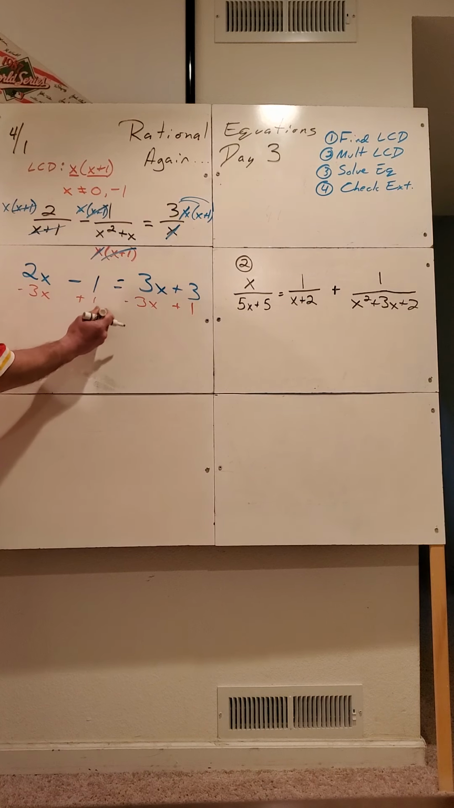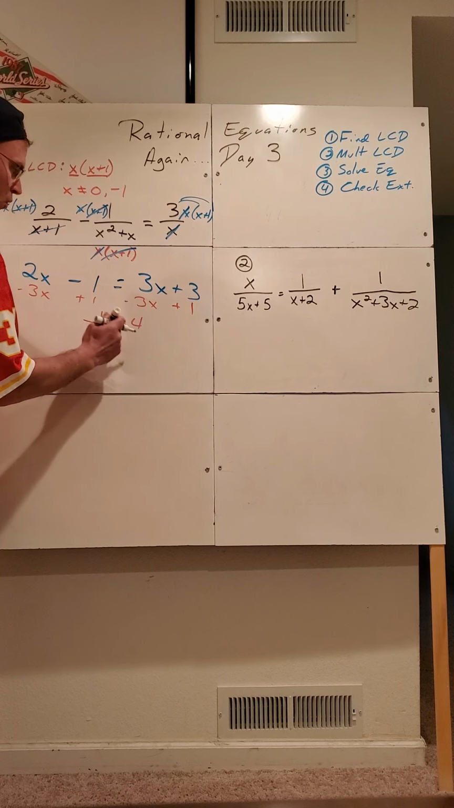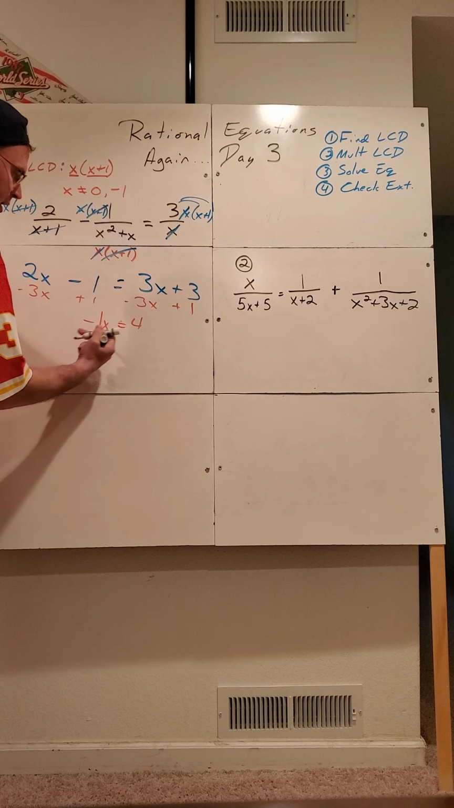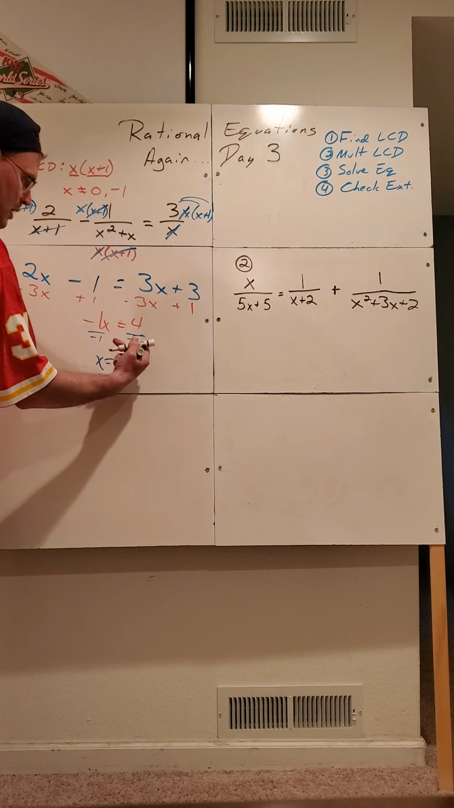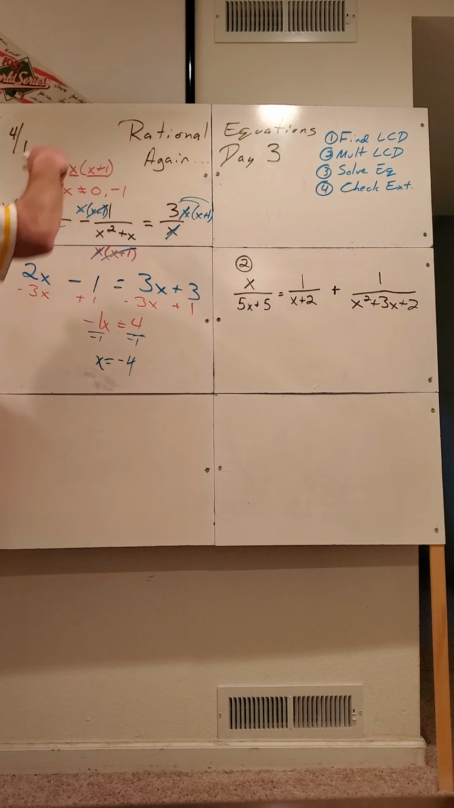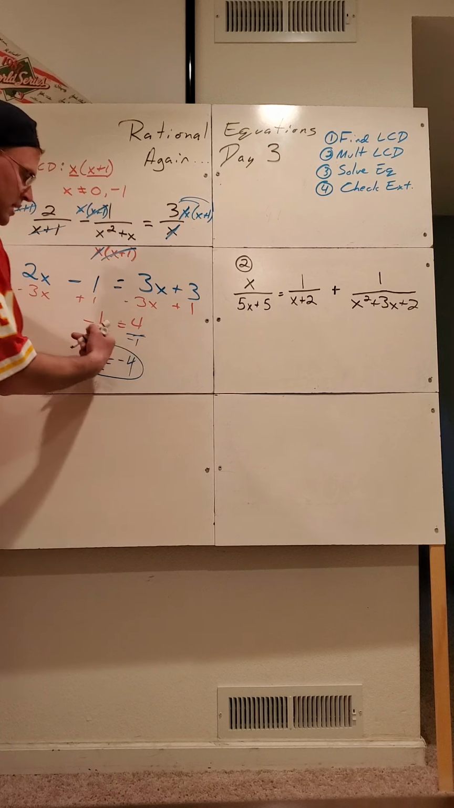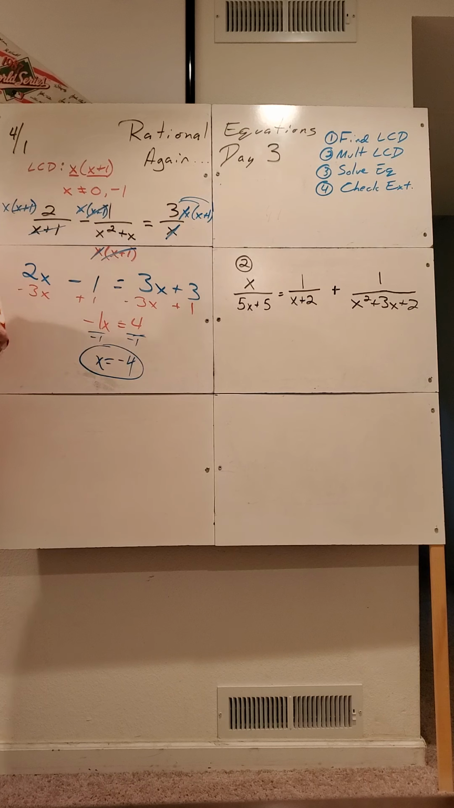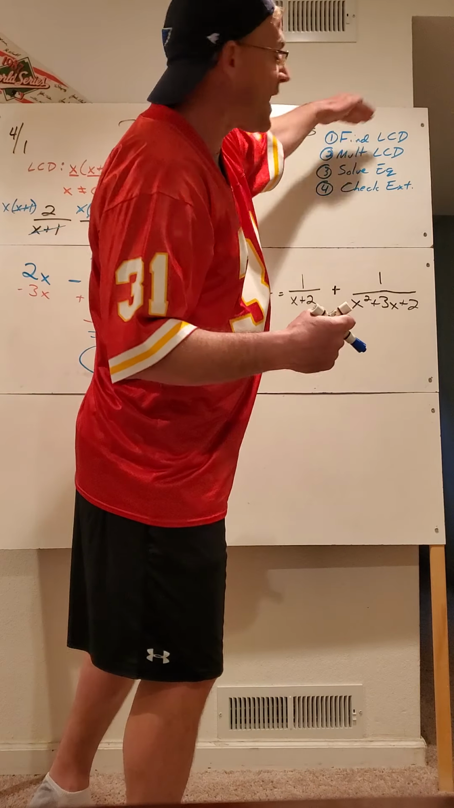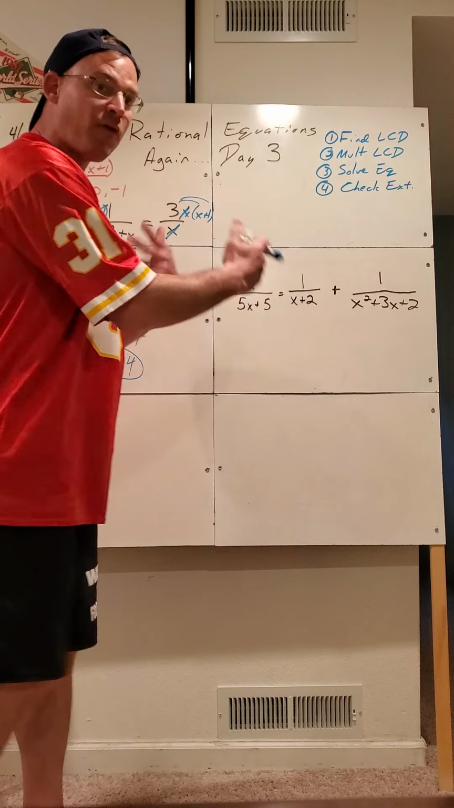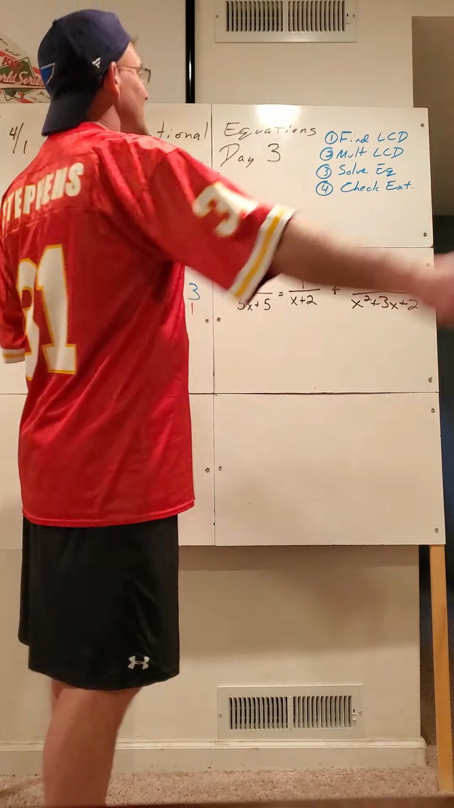I'm going to get -1x equals 4. I'm going to divide by -1. I'm going to get x equals -4. I'm going to check my extraneous. Is that okay? It's okay. I don't need to reject anything. That's the answer to the problem. So, same as yesterday, except my finding the LCD requires some factoring. Then we proceed just like we've been proceeding.